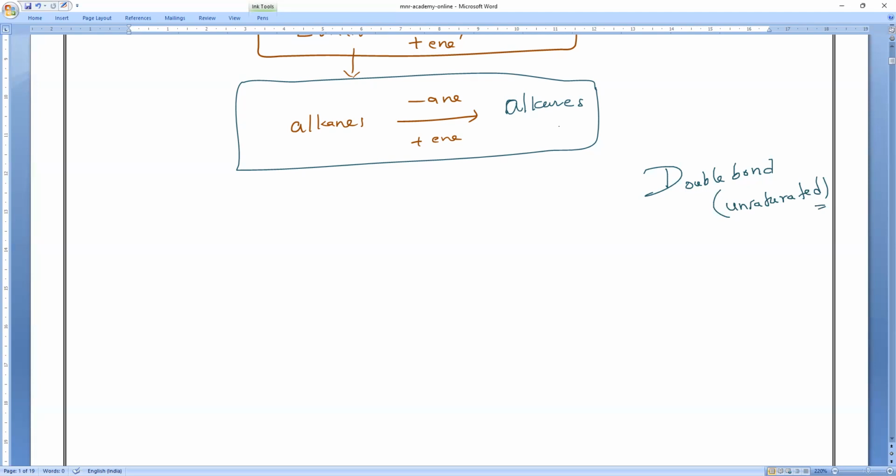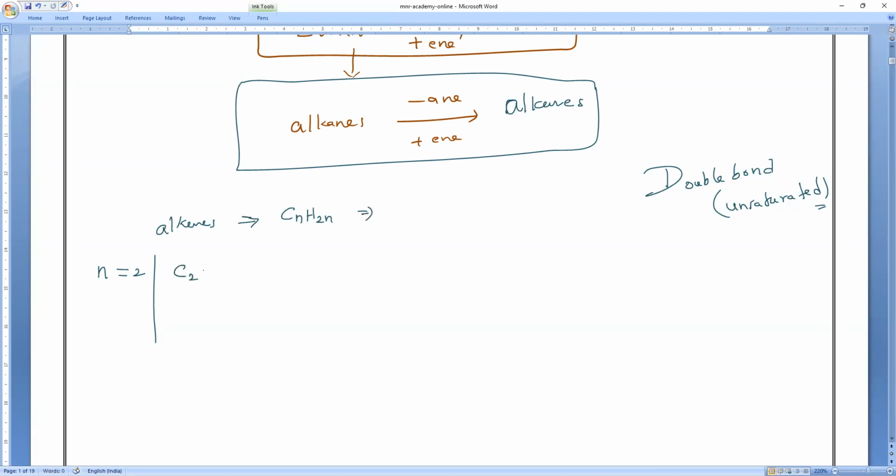For the first one, n is equal to, where will it start, guys? n is equal to 2. So what is the general formula of alkenes? Today also I taught you: CnH2n.